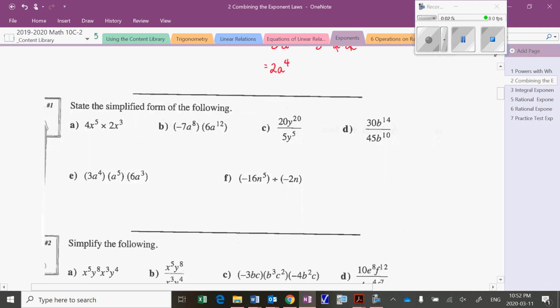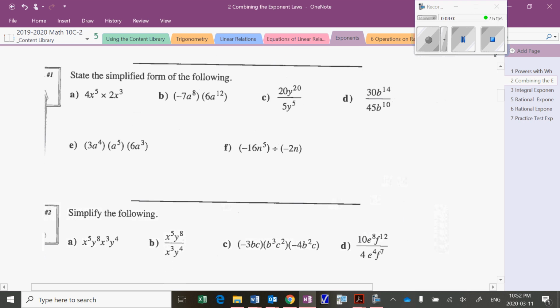Okay, so take a moment and work through class example number one. You can hit pause and then come back and compare. And yeah, why don't we do that? And we'll do then class example number two.